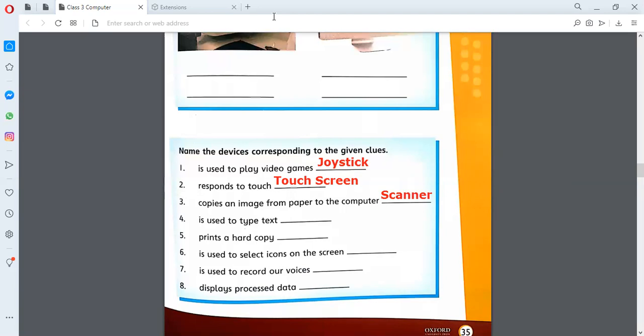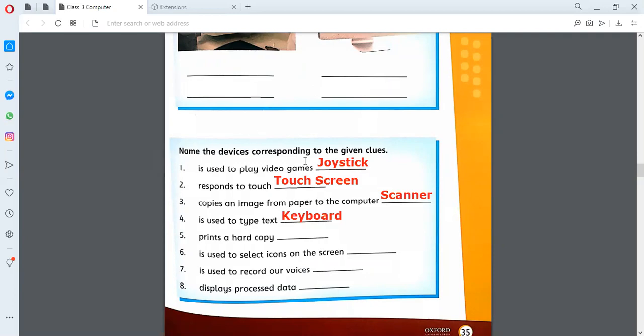The hint number 4 is asking which device we use to type. It's very easy. Let me write it for you. It's a keyboard. Keyboard and mouse, remember, these are the two basic components, because without the mouse and without the keyboard, it's impossible to use the computer.